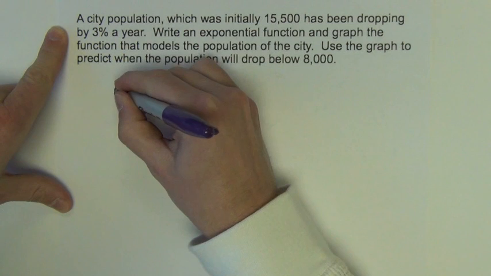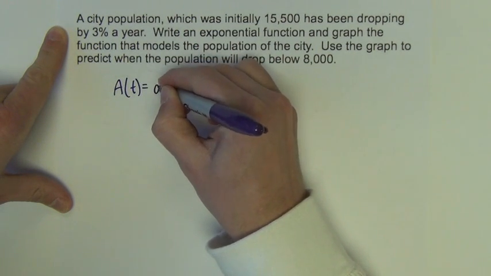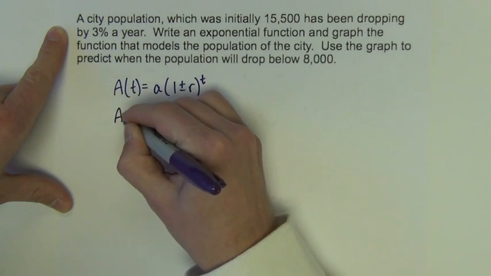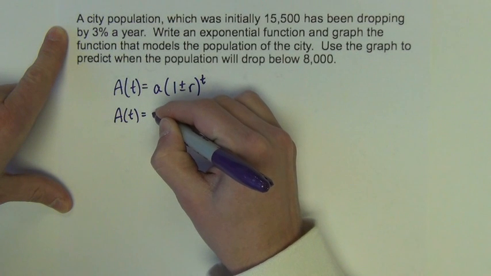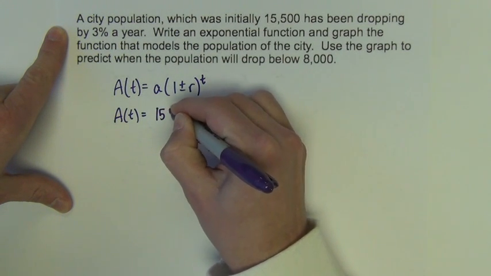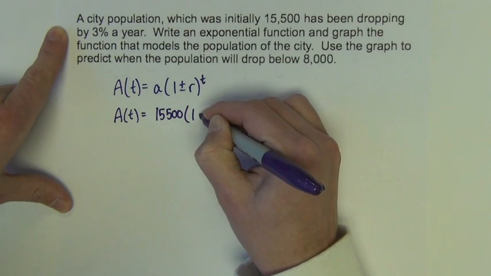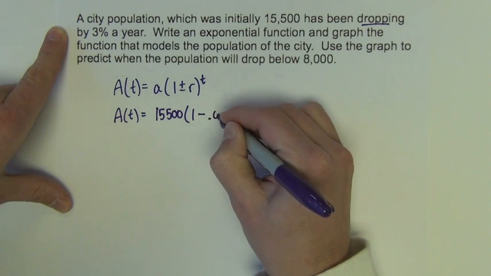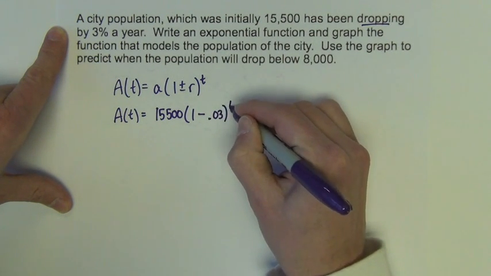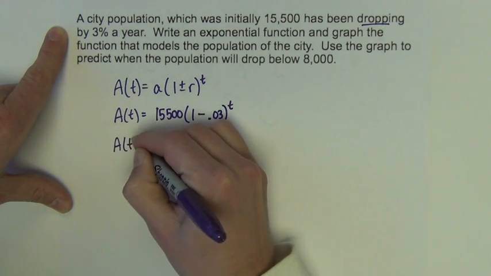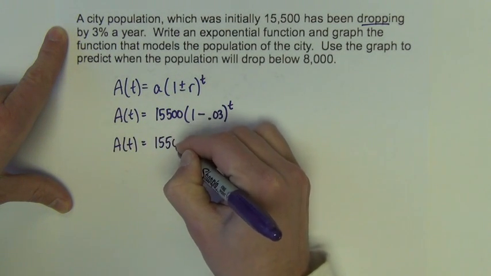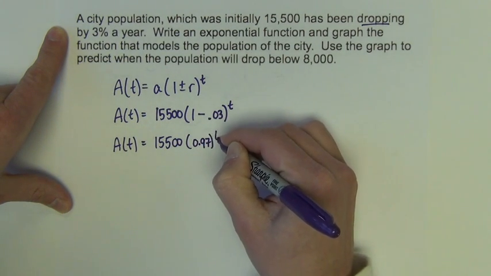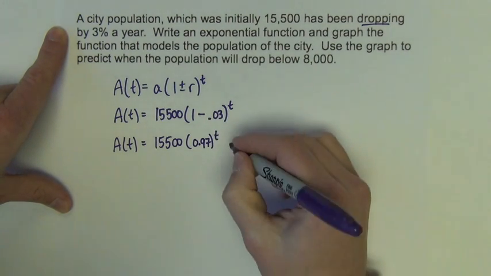So let's start with A of t equals little a times (1 plus or minus r) to the t. The A of t then equals the initial population, which was 15,500, times (1, we're going to use minus because the population is dropping, minus 3%, which is 0.03) raised to the t. So we have A of t equals 15,500 times 0.97 to the t. So there's our model.